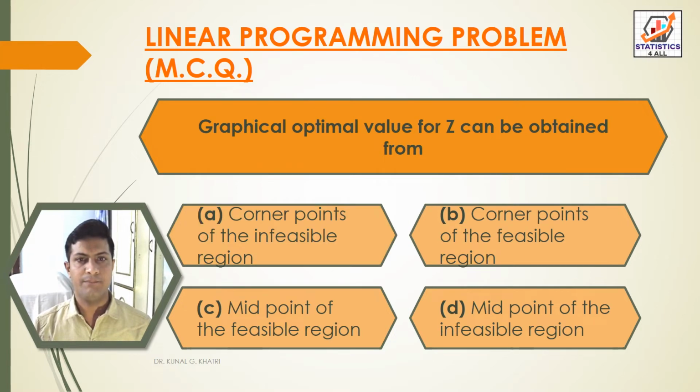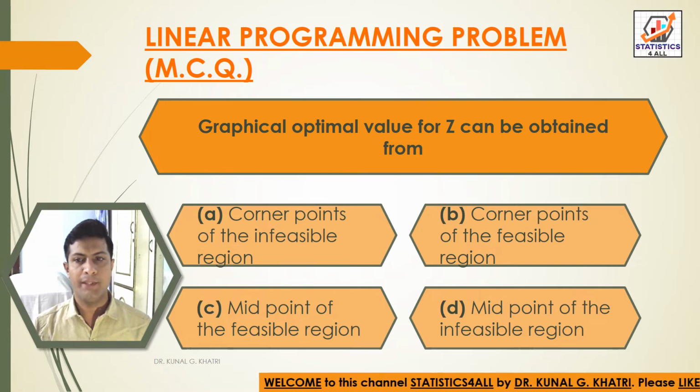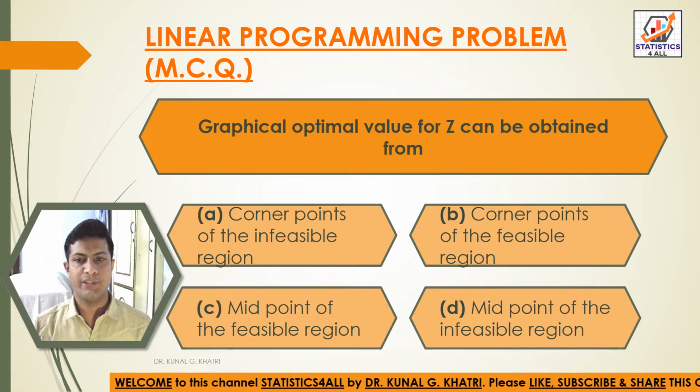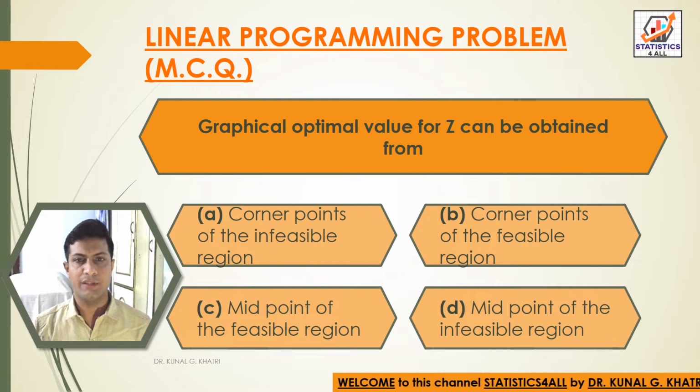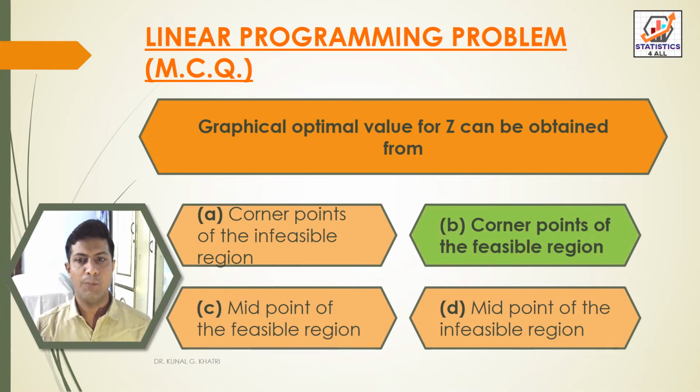Next question, graphical method, graphical optimal value for z can be obtained from option A, corner points of the infeasible region, option B, corner points of the feasible region, option C, midpoint of the feasible region, option D, midpoint of the infeasible region. So here we have answer option B, corner points of the feasible region. Graphical optimal value for z can be obtained from corner points of the feasible region.